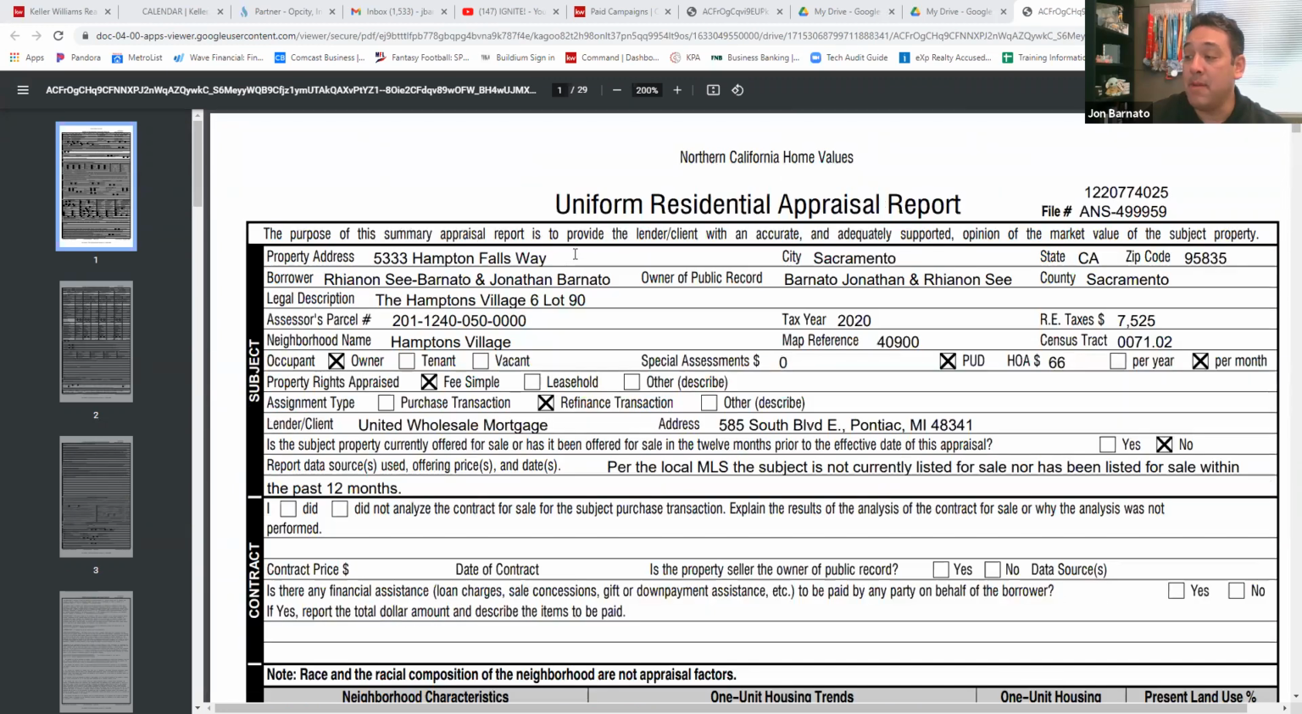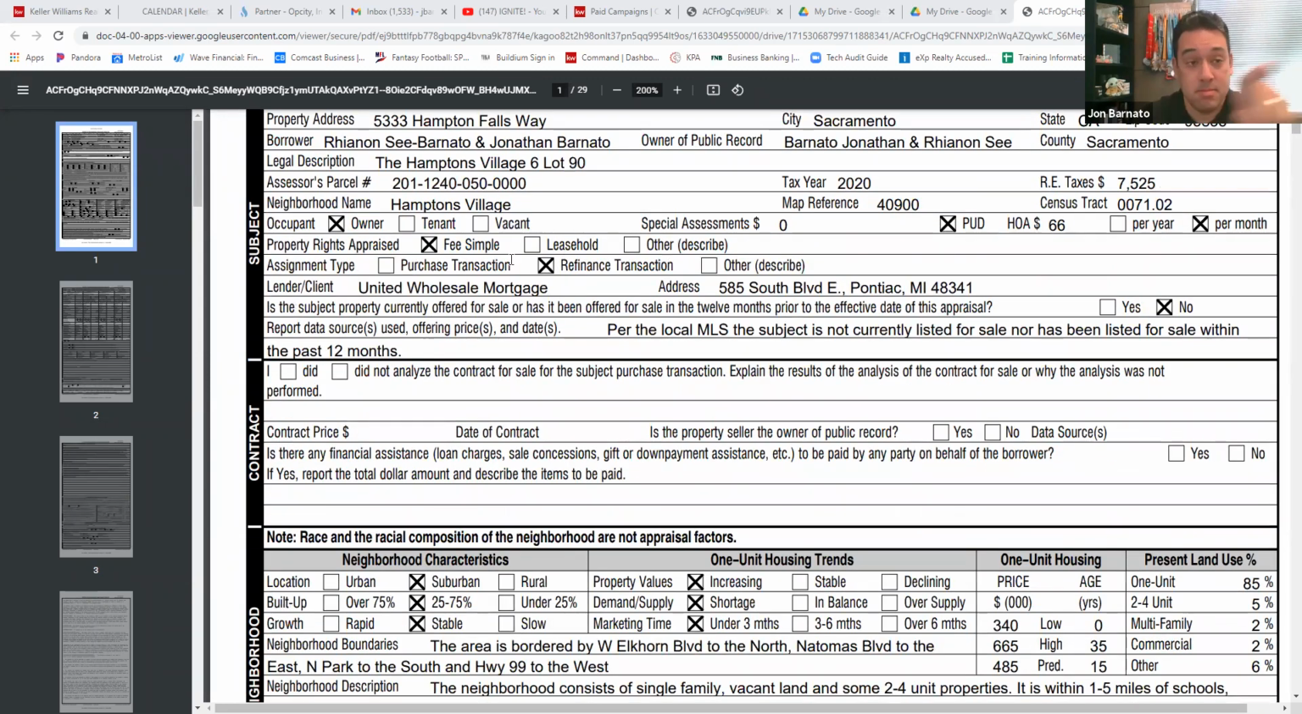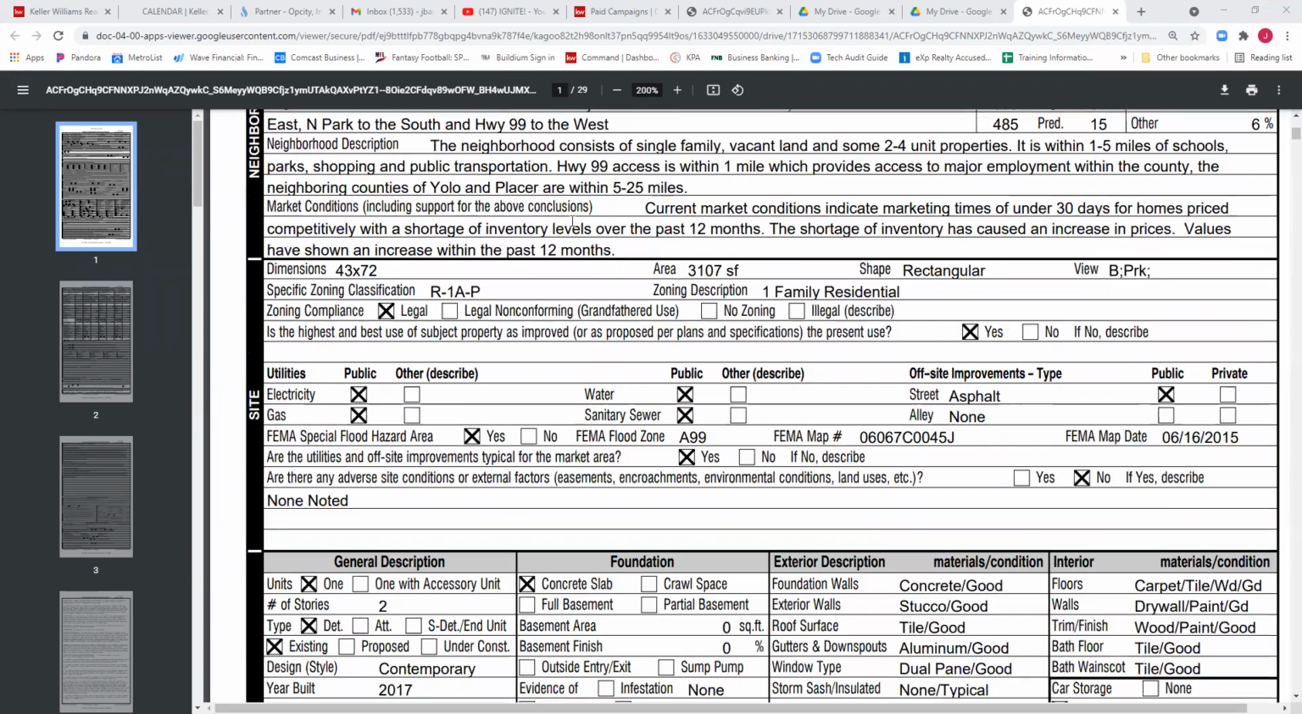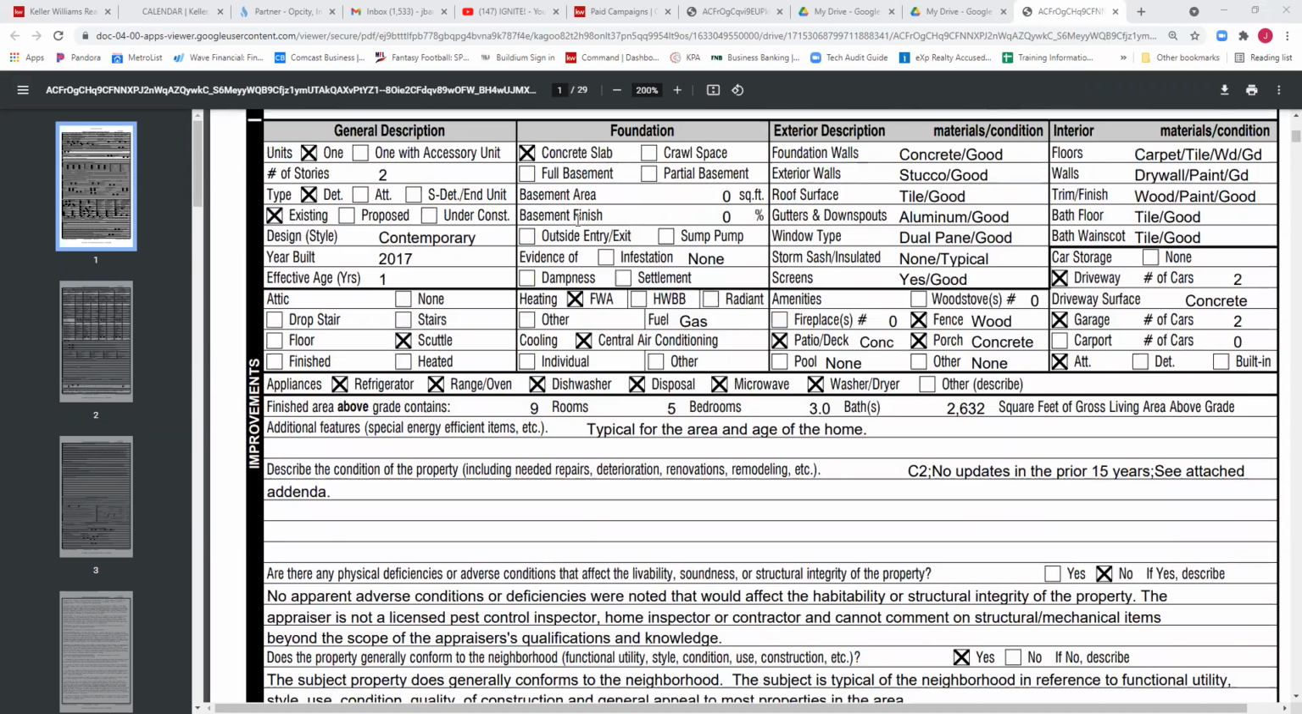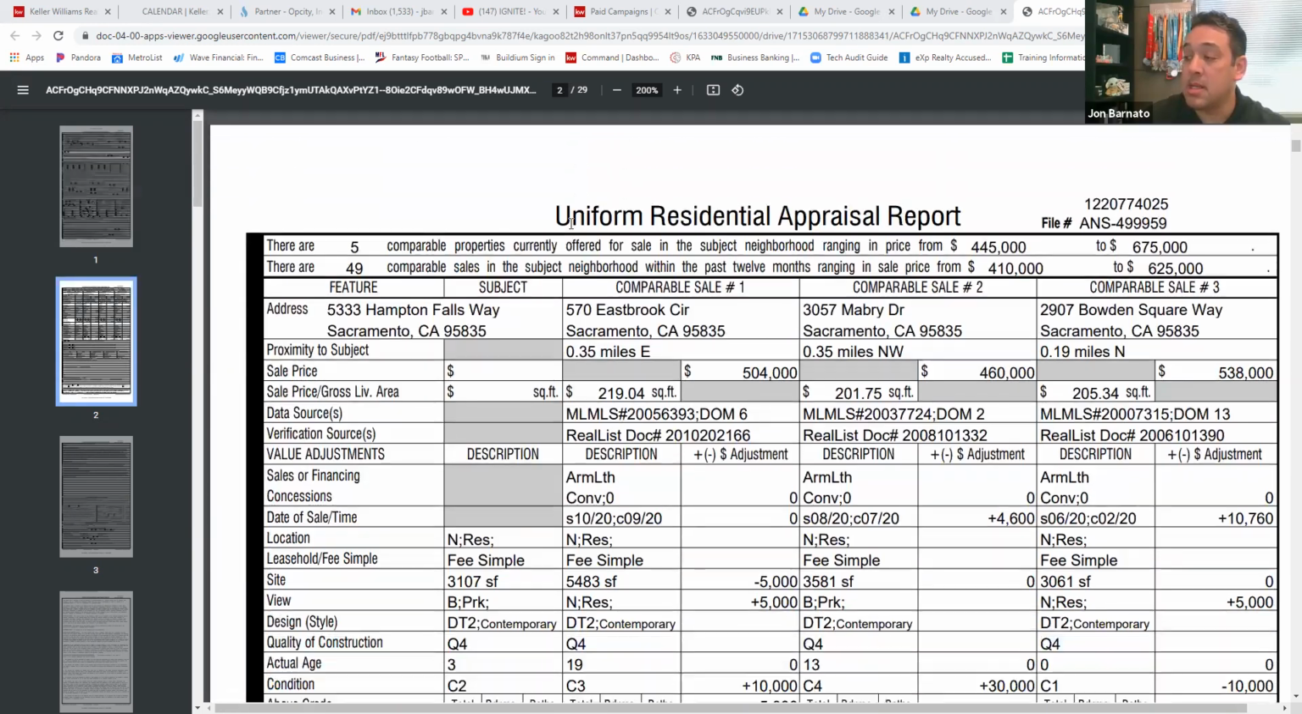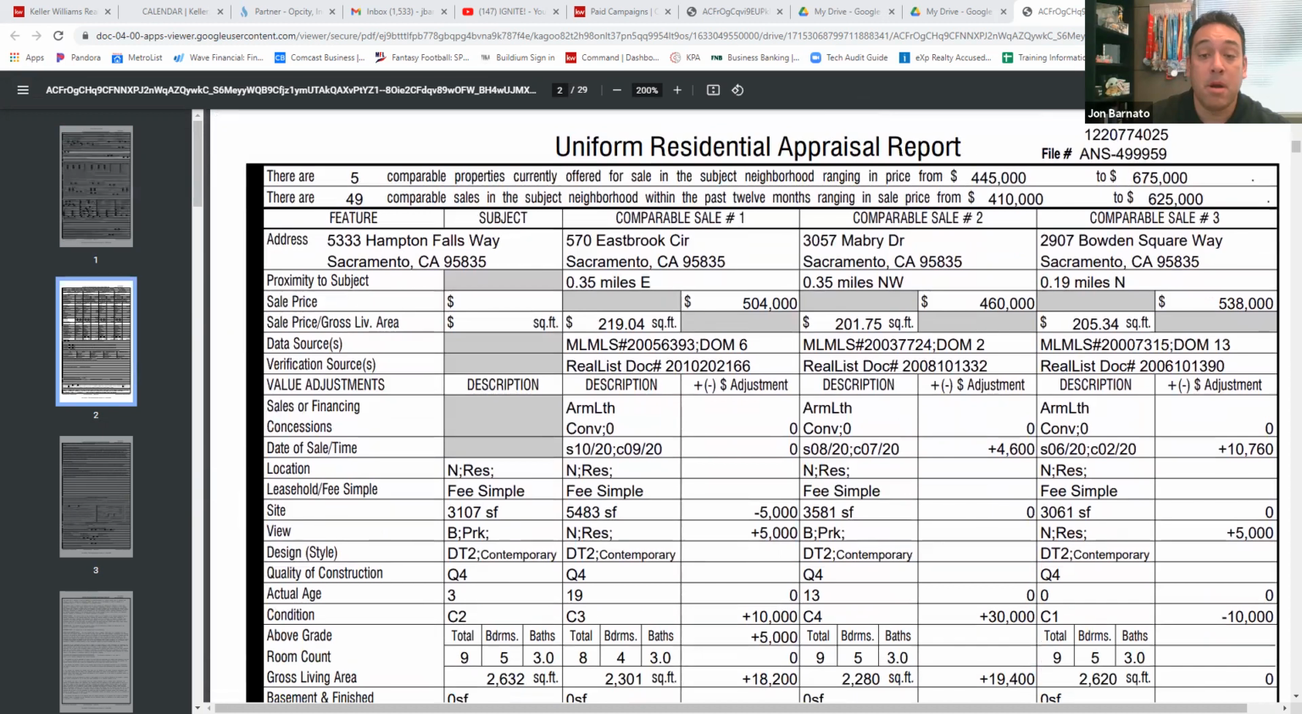So this is an example of an actual appraisal. Actually, this is for the refi of my house. You're going to see the refi of my house. Don't look at the address. I want to show you a few things. So this is an example of the market data approach.